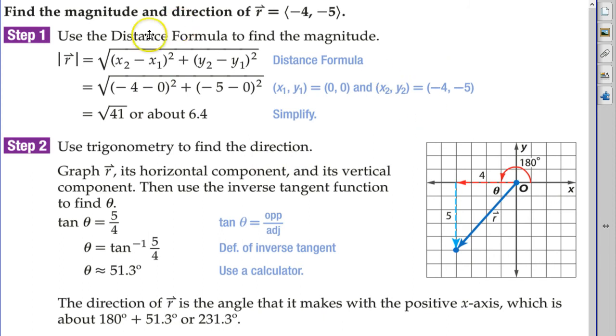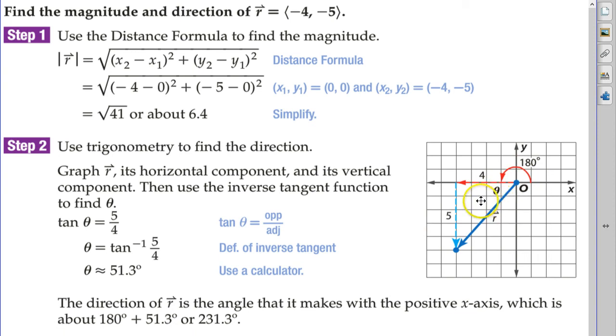But the magnitude is the distance, so they use the distance formula to figure out how long this vector is. The trickier part is figuring out the angle. Because again, you're going to form a right triangle here, and then you have to use the side lengths of that triangle to find an angle. Plus, when they talk about the angle of direction, they mean starting from the positive x-axis, how did you go counterclockwise? So they got a 51-degree angle in here, but really it went 180 plus 51.3 degrees.